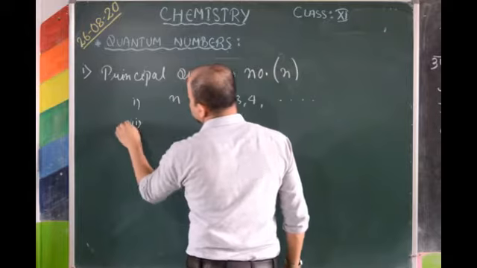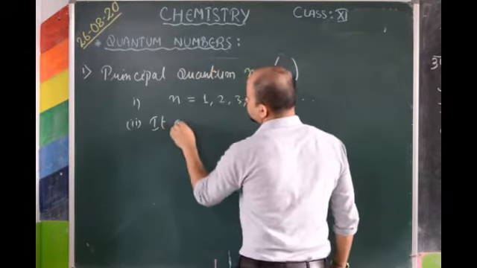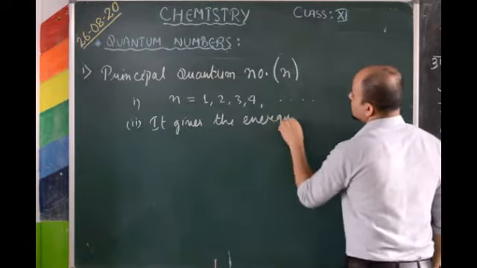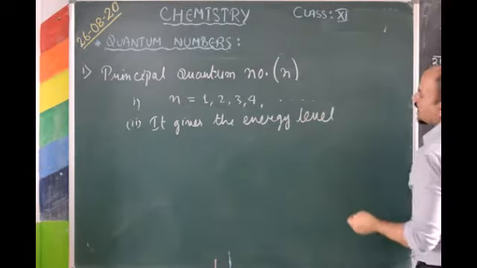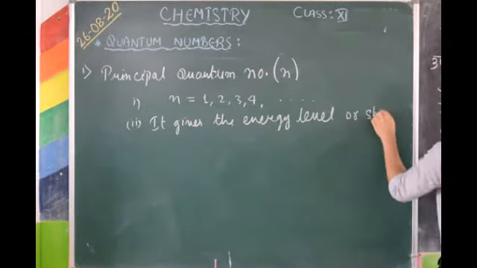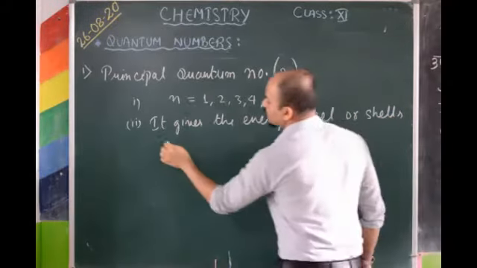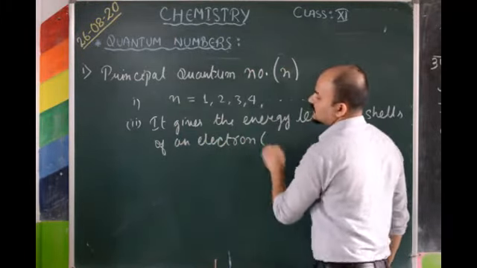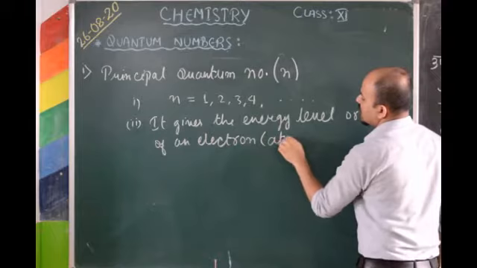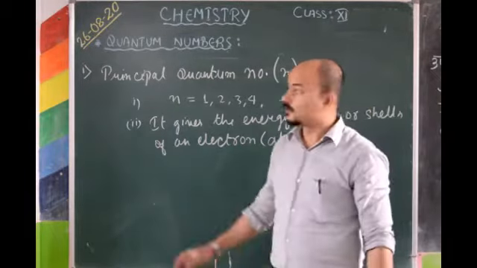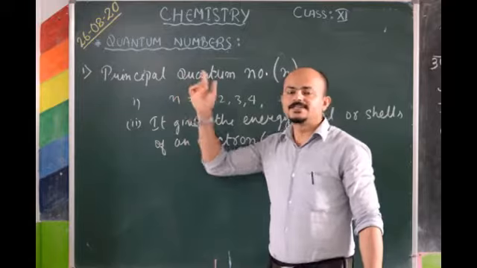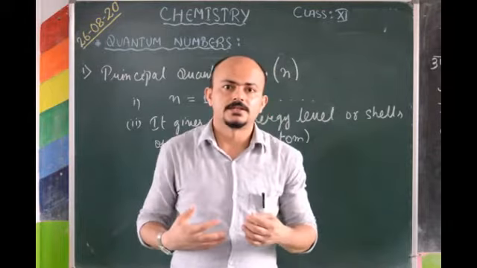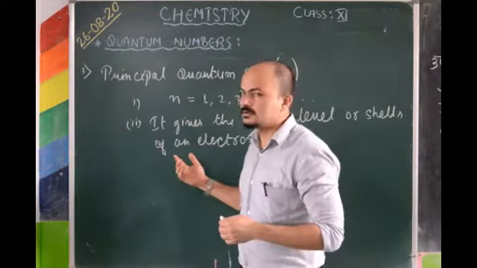So number 2, the principal quantum number gives us the energy level or shells of an electron of an atom, in which it is located. So this principal quantum number in general gives us information on which shell this electron lies in.